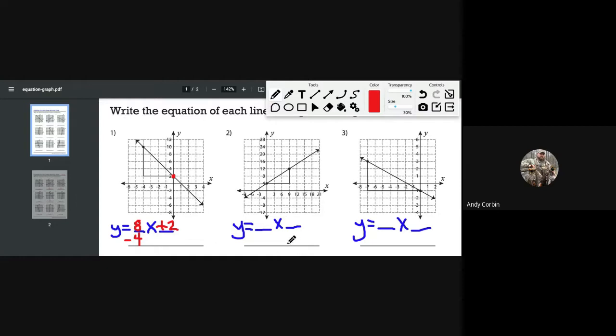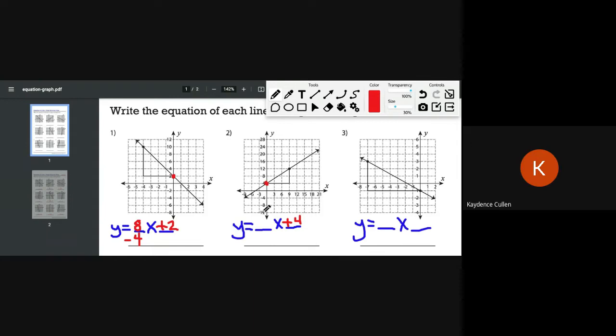All right, let's look at number 2. Somebody tell me what's the free space? What's the y-intercept? It's positive 4. So all we do is after the x, we're going to put plus 4. Now, how do I find the slope? You do rise over run. Be real careful here because the numbers are different. So somebody rise it up for me.